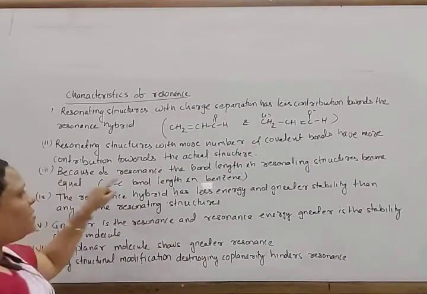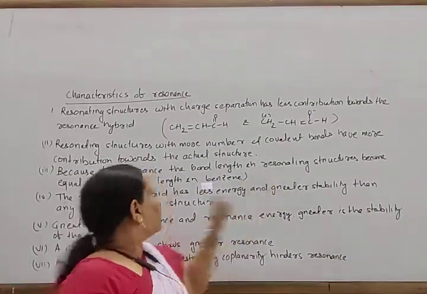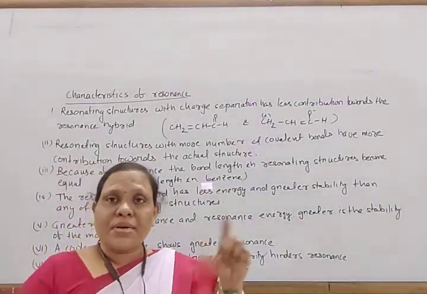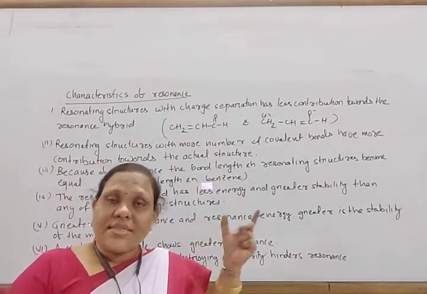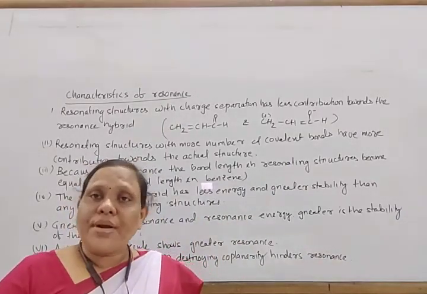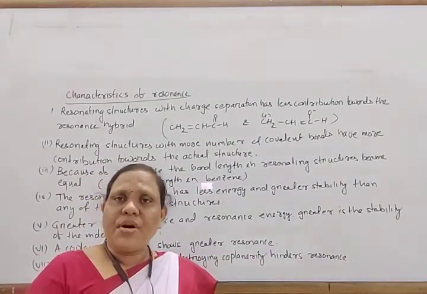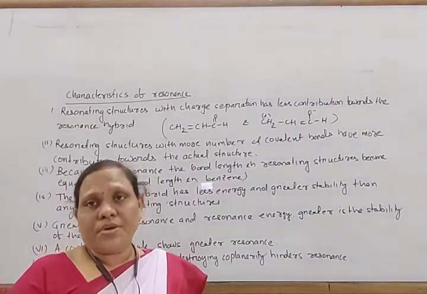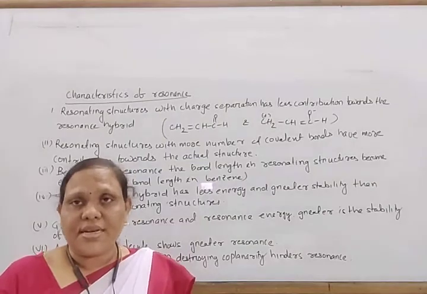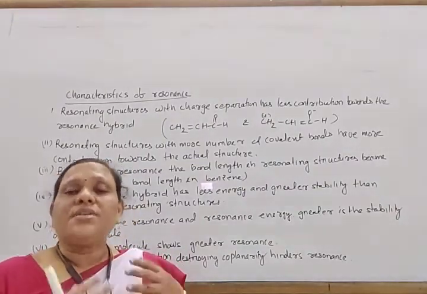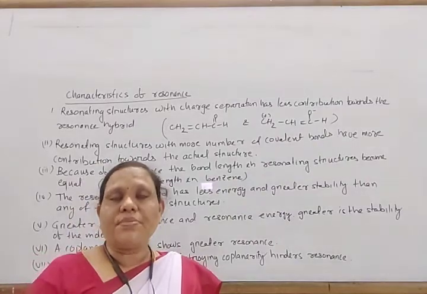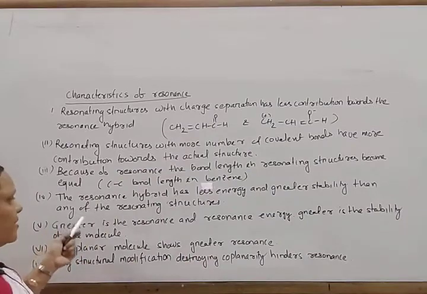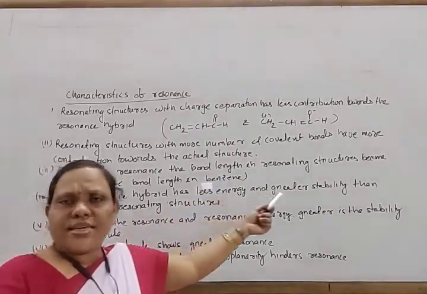Because of resonance, the bond lengths in resonance structures become equal. In benzene, as I have already explained, the carbon-carbon single bond length should be 154 picometers, and the carbon-carbon double bond should be 134 picometers. But actually it is in between, about 139 picometers. How is this possible? That is due to resonance. All the carbon-carbon bond lengths in benzene become equal due to resonance. Similarly in all other cases also.